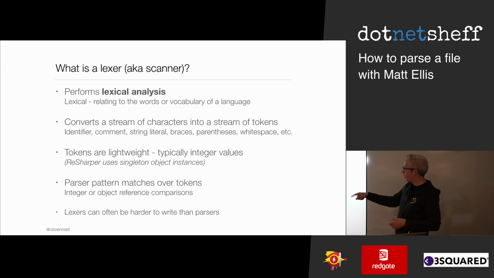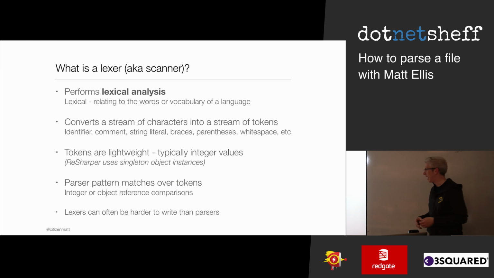And then the parser works with this stream of tokens to recognize the bigger constructs. And again, because we're just using integers, that's really cheap. You're just comparing numbers. And if it's a whole bunch of numbers in a particular stream, you recognize that as an expression. And again, with ReSharper being object instances, those are also very cheap. Comparing object references is also cheap.